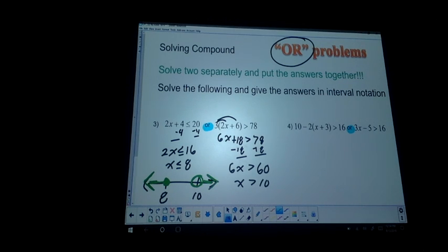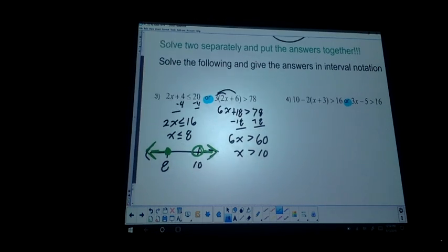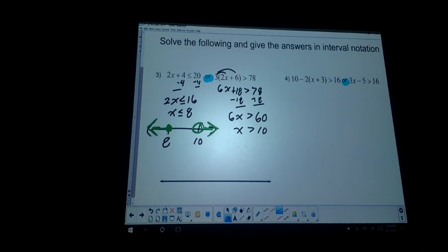Alright, this is what my graph looks like. I guess I could have drawn a line and realized it's there. Where is this going over here? And that's going positive. Alright, ready?